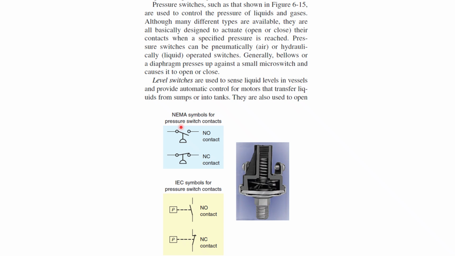So this is a switch representing pressure. You can see here the NEMA standard and the IEC standard. In the NEMA standard, you have some stump, some part which is representing the closure of the switch based on the pressure. And this is a switch represented based on the IEC symbols. So these are the pressure switches.